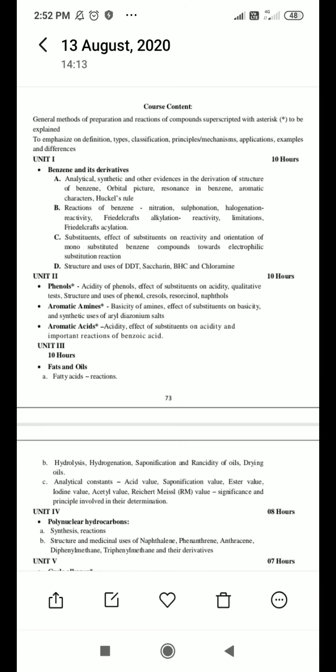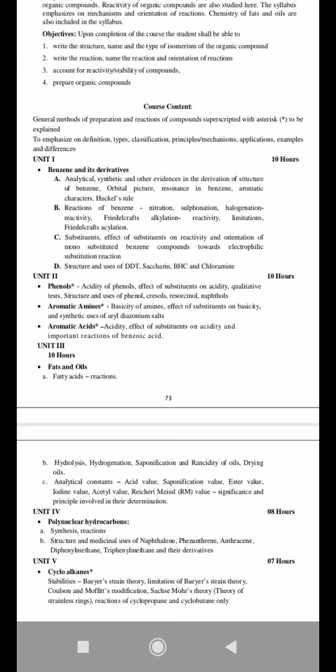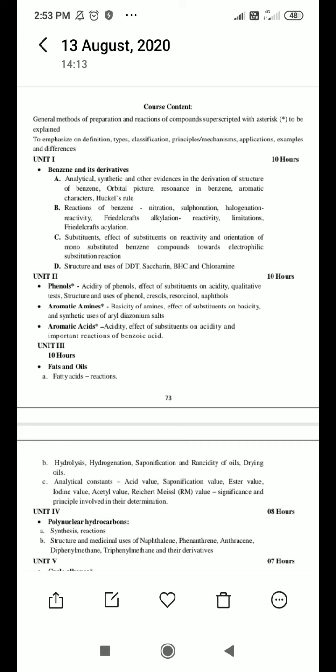Okay. Then what is the second unit? Unit two is for phenols. Okay, on phenol there is a star mark, means here we have to study synthesis or preparation of phenols and reactions of phenols. Okay. Then in phenols, acidity of phenols, effect of substituent on acidity, qualitative test, structure, uses of phenols, cresols, resorcinol, naphthols, etc.